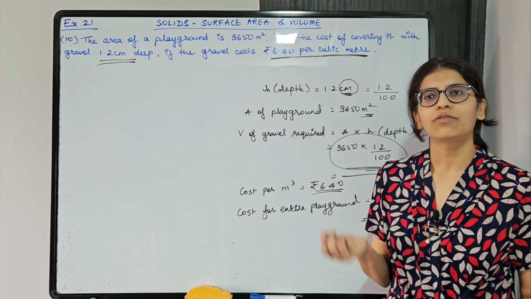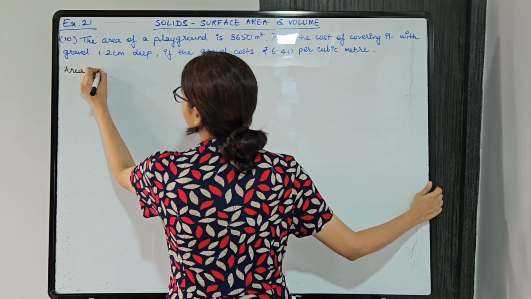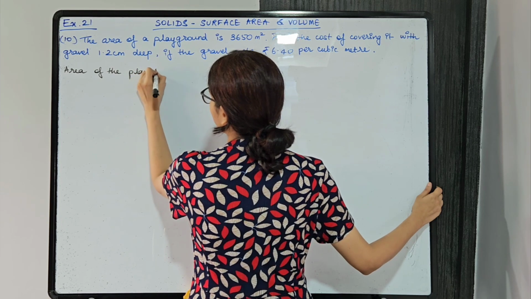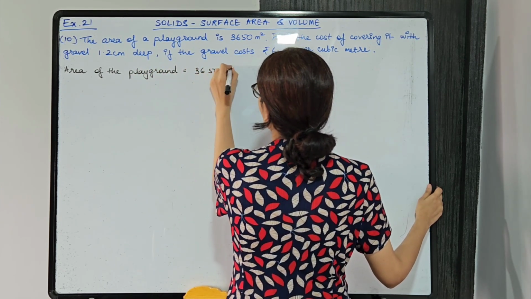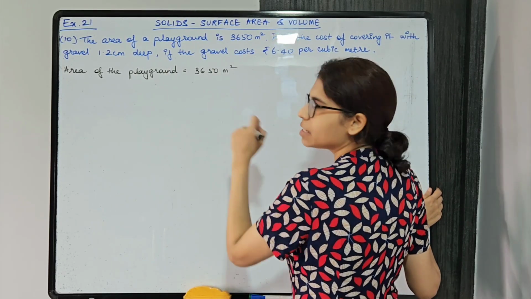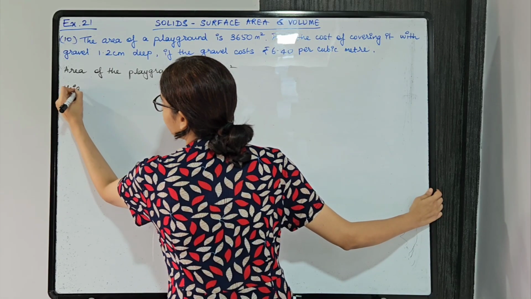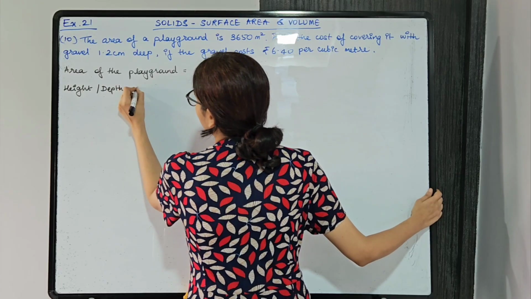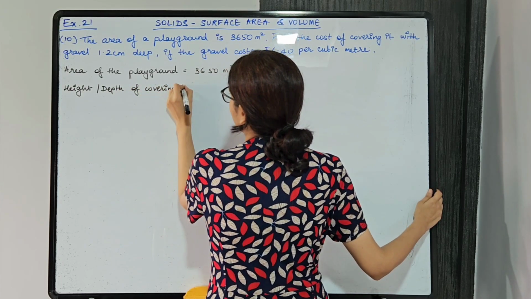So let us solve now with proper steps. First we'll write down the given information. Area of the playground is given, it is 3650 square meter. Then the height of graveling, it is 1.2 centimeter deep. So write down height or depth of covering with gravel.